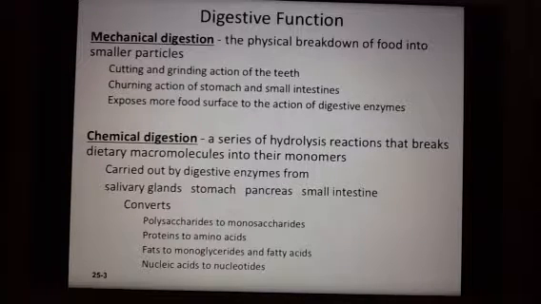So we're going to be focusing on this in one video in this chapter. We'll be focusing on carbohydrates, lipids, proteins, and nucleic acids, and how they actually break down into their monomers. This is carried out by digestive enzymes that are coming from the salivary glands, the stomach, the pancreas, and the small intestines. And then it lists there your carbohydrates into sugars, your proteins into amino acids, fats into fatty acids, and then nucleic acids into nucleotides. Those are just our 4 macromolecules that you should already be familiar with.